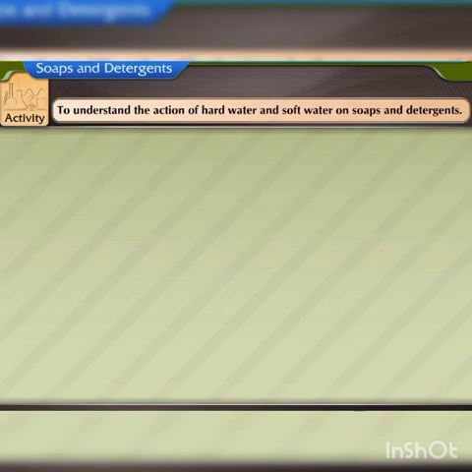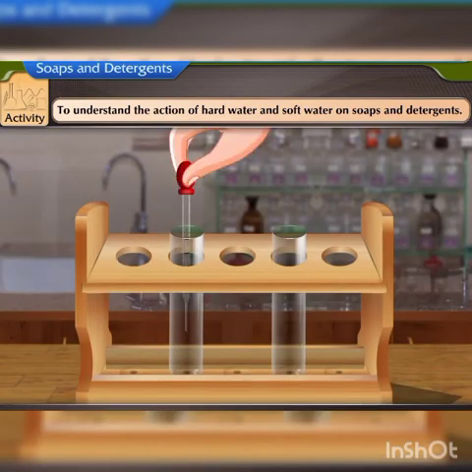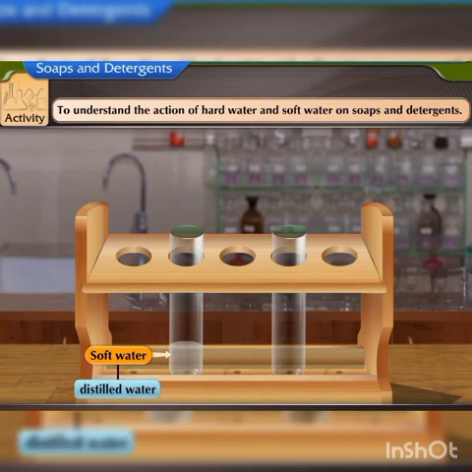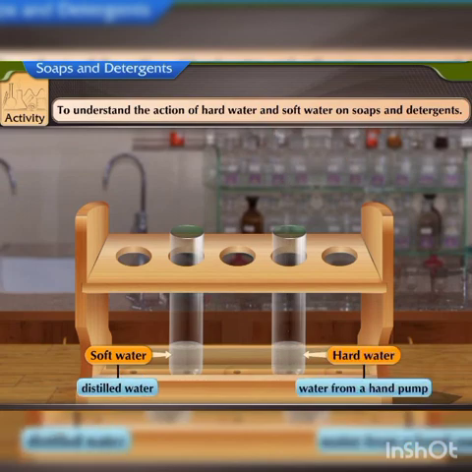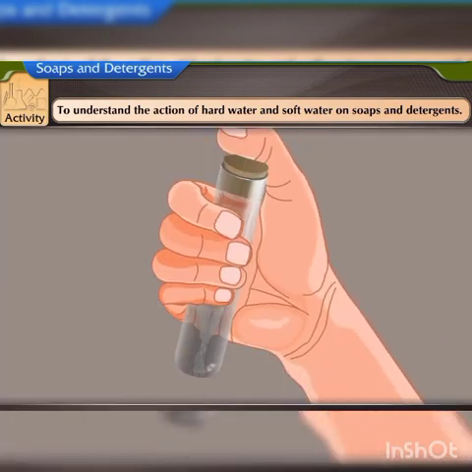Let us perform some activities to understand the action of hard water and soft water on soaps and detergents. Take about 10 ml of soft water, that is distilled water, and about 10 ml of hard water, that is water obtained from a hand pump, in separate test tubes. Add about 5 drops of soap solution in both the test tubes. Cork both the test tubes and shake them vigorously.